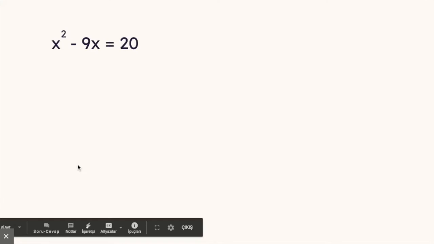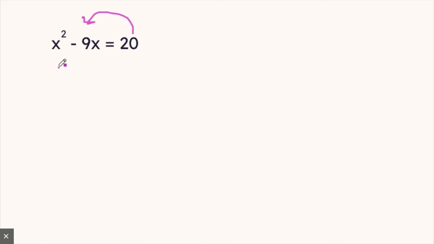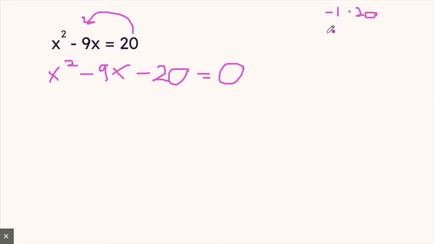Let's do another example. We're first going to move the 20 to this side. That's going to give us x squared minus 9x minus 20 equal to 0. And then let's see if we can factor this. The multiples of negative 20 are negative 1 times 20, 1 times negative 20, negative 2 times 10, 2 times negative 10, negative 4 times 5, and negative 5 times 4.